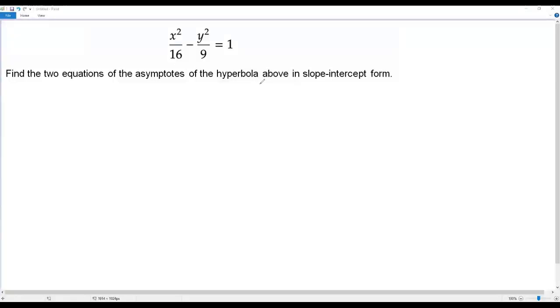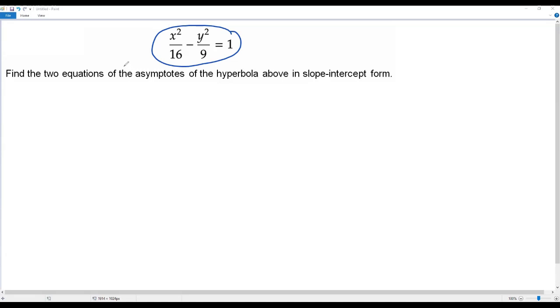Here we have an AP precalculus problem. An equation of a hyperbola is given in standard form: x squared over 16 minus y squared over 9 equals 1. Find the two equations of the asymptotes of the hyperbola above in slope-intercept form. For this hyperbola, we have to find the two equations of the asymptotes in slope-intercept form.